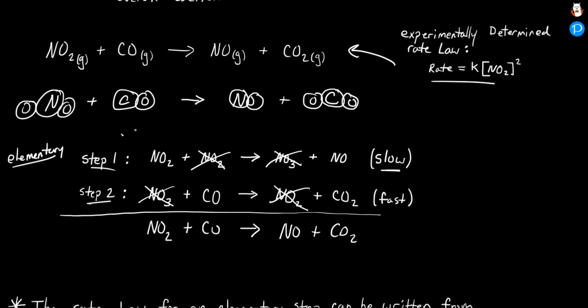So therefore, this mechanism that we propose, these two steps, is a plausible mechanism. This overall equation could happen in these two steps because these two steps add together to give me the overall equation, and the rate law for the slow step matches my experimentally determined rate law.